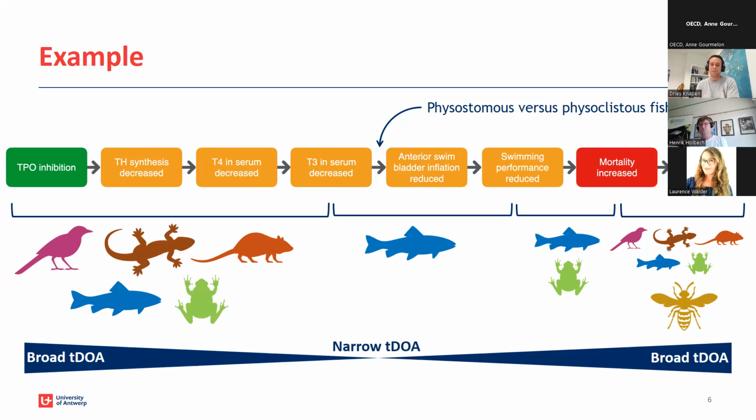But then going further down to the right, the swimming performance key event, for example, might be applicable not only to fish, but perhaps also to amphibians. And then the adverse outcomes at the population level, like increased mortality leading to decreased population trajectory, might be applicable not only to vertebrates, but also to invertebrates. So a typical AOP would often have a relatively narrow taxonomic domain of applicability, abbreviated as TDOA, in the middle part, and a relatively broad TDOA to the left and to the right of the specific parts of the AOP.